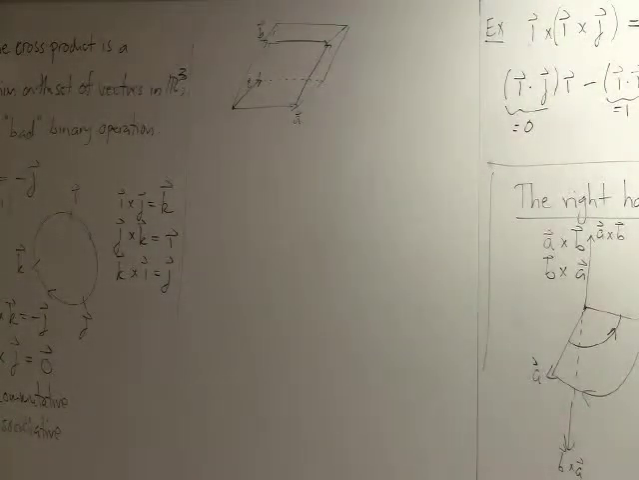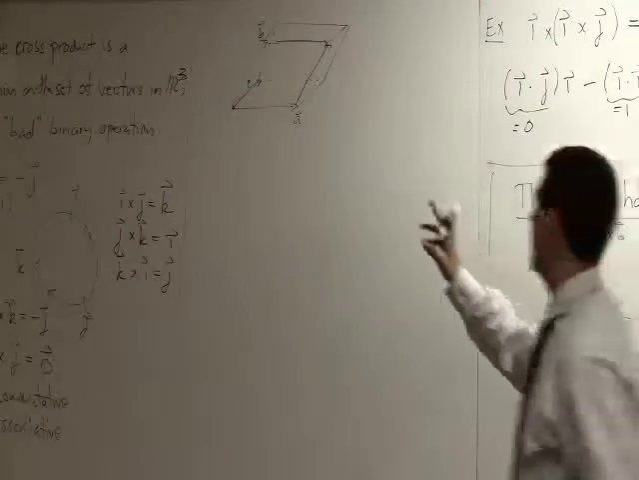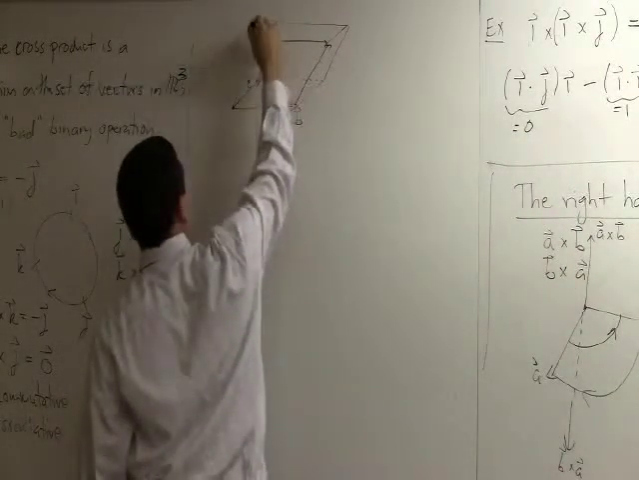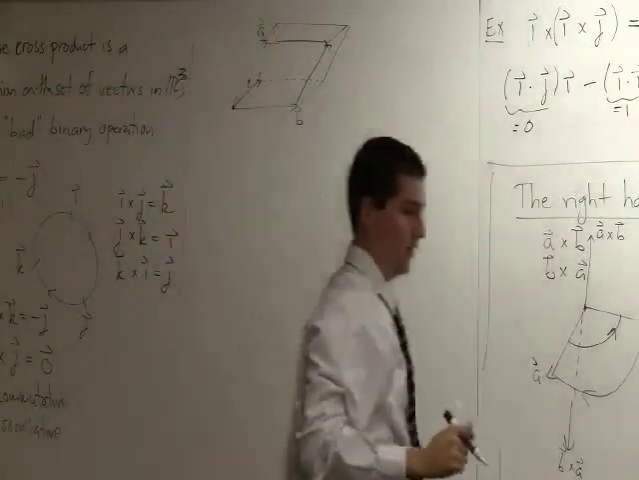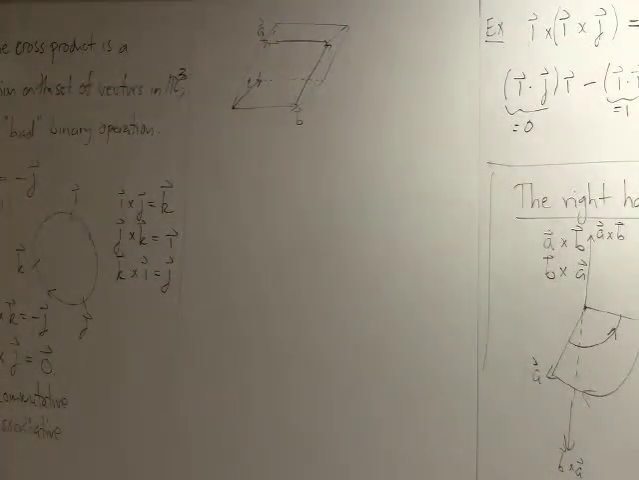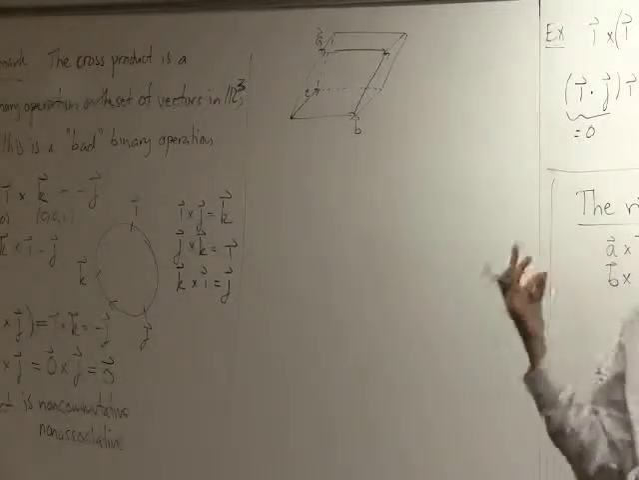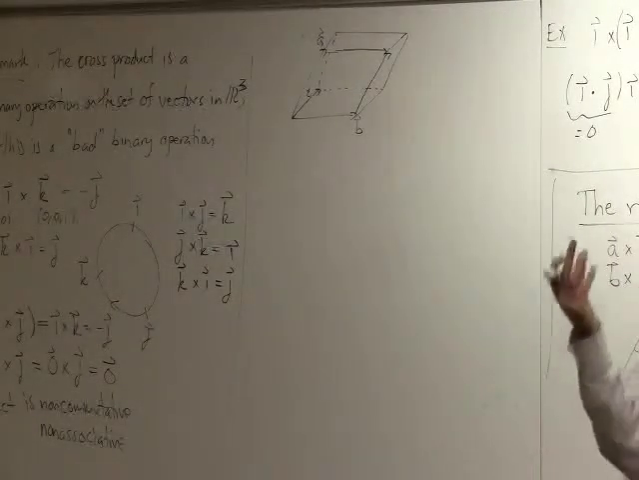Let me swap my A and B just so I'm consistent with my notation. It doesn't change anything, of course. Okay, and we want to compute the volume of this thing. Well, just like when we computed the area, you take the length of the base times the height. For the volume, you take the area of the base times the height.